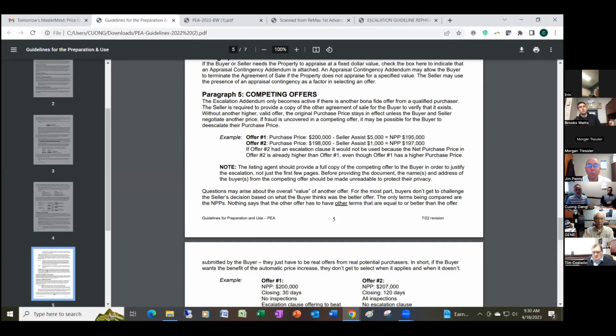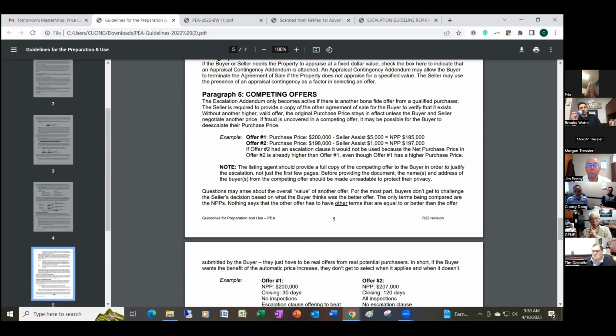It states here, the escalation addendum only becomes active if there is another bona fide offer from a qualified purchaser. The seller is required to provide a copy of the other agreement of sale for the buyer to verify that it exists. Without another higher valid offer, the original purchase price stays in effect unless the buyer and seller negotiate another price. If fraud is uncovered in a competing offer, it may be possible for the buyers to de-escalate their purchase price. For example, here's the example they give.